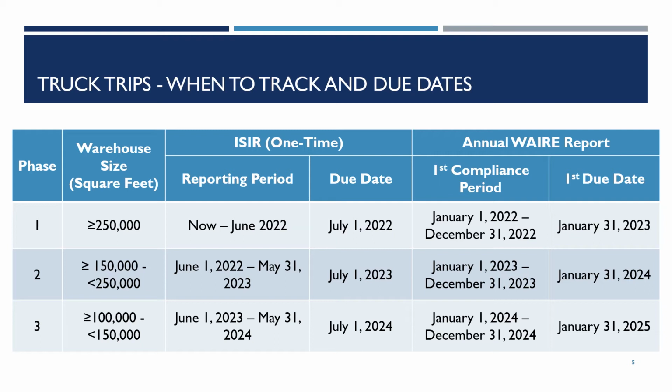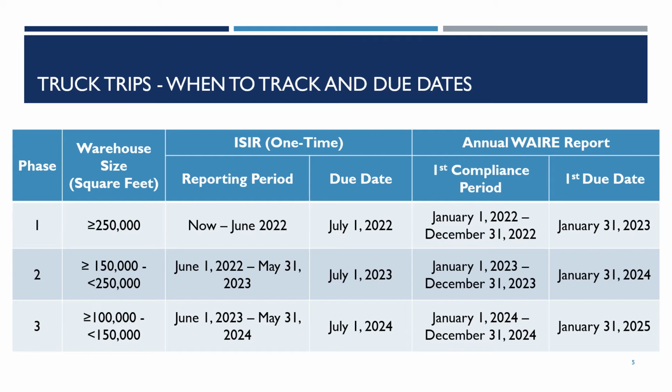The ISIR is a one-time report, due in July of the first compliance period. Keep in mind, for the ISIR, the reporting period has some flexibility on the exact days, as long as 12 months worth of data is collected. For instance, it's okay to report from, say, June 3rd to June 2nd of the following year, as this still adds up to 12 months worth of data.